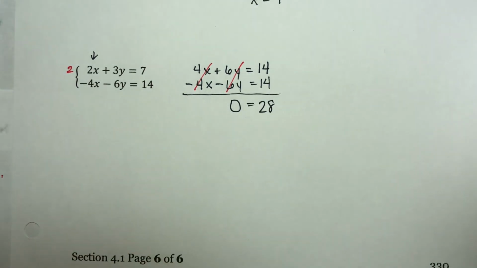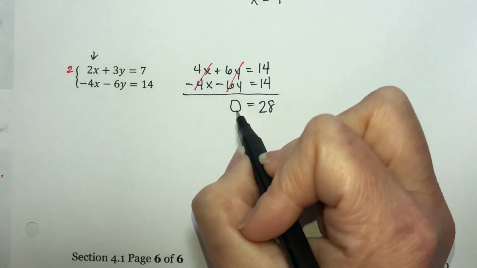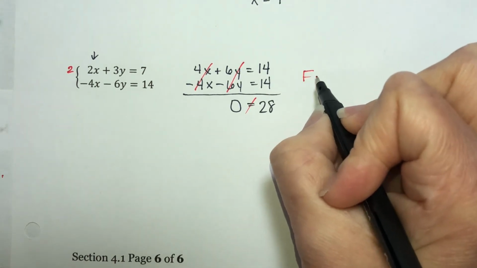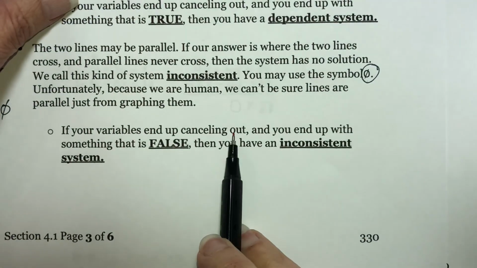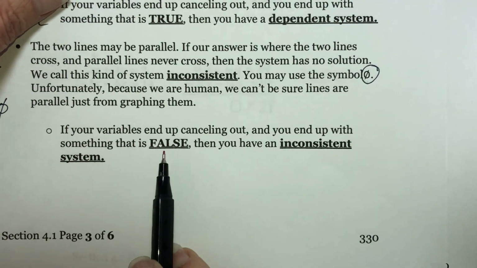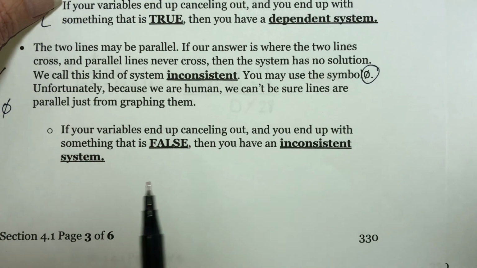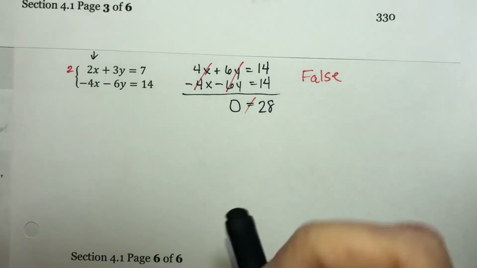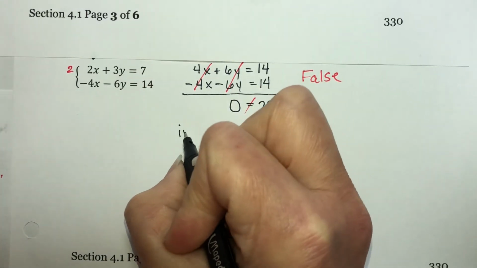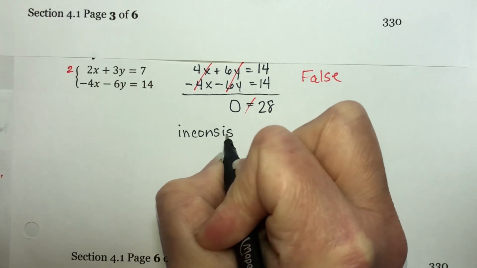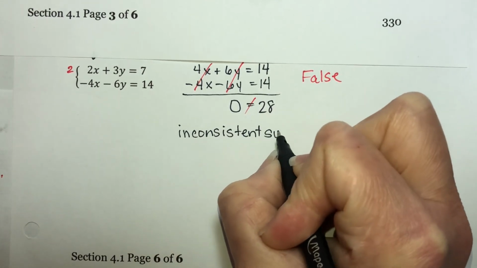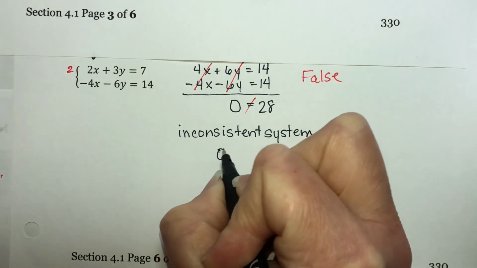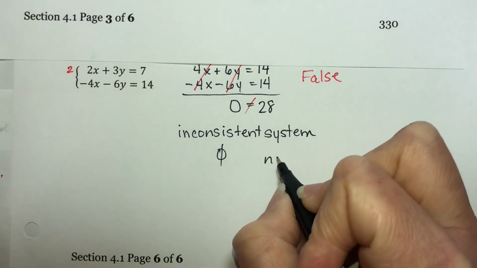Now remember, our special cases depended on whether or not what we ended up with was true. 0 does not equal 28. This is false. Okay? If your variables end up canceling out and you end up with something that is false, we call it an inconsistent system. It has no solution. We can use the empty set. So this is an inconsistent system. We use the empty set to talk about it. It has no solution.